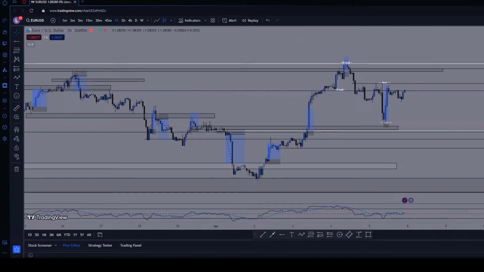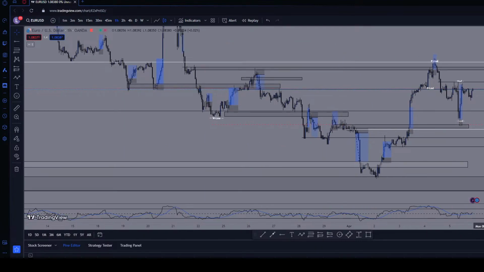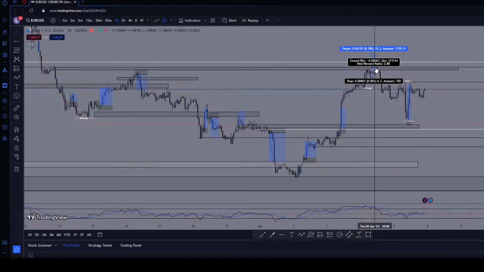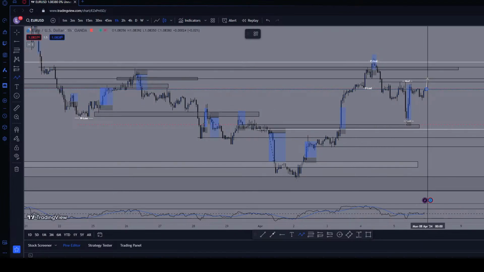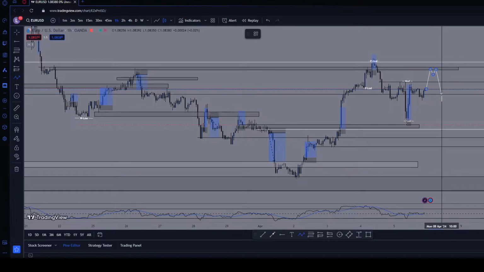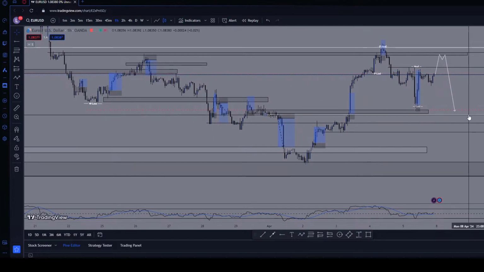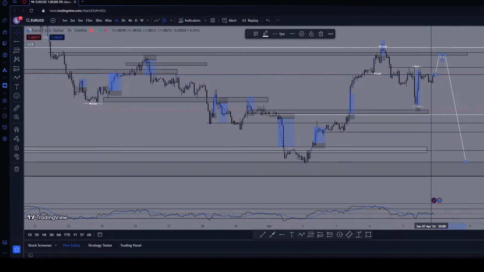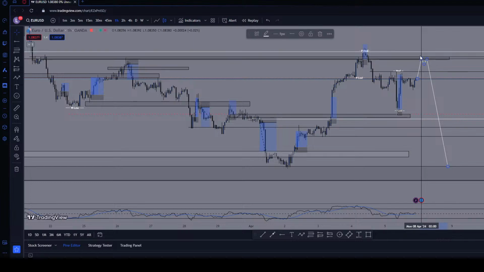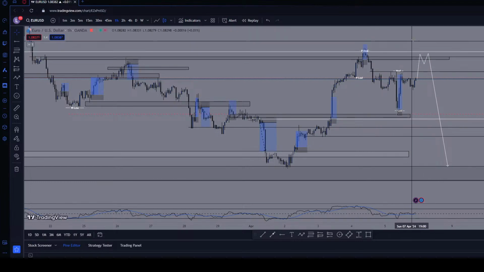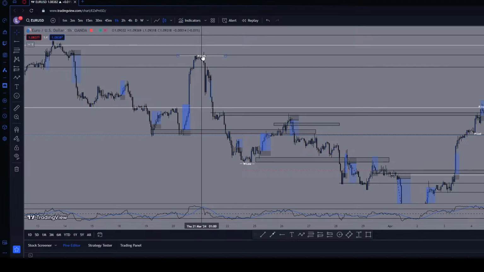But as of right now, my bias is still bullish up until this box that we have here. If we reject to this area and create a lower high, then I potentially would look to short towards this zone here. But if we break above this zone, then I'll look for continuations to break this area and give us a push towards the weekly high of last week.